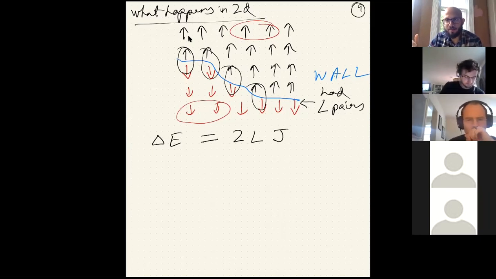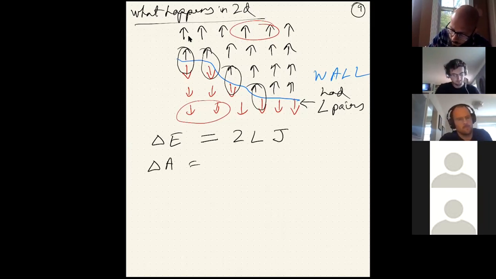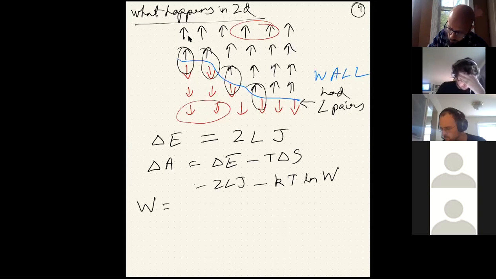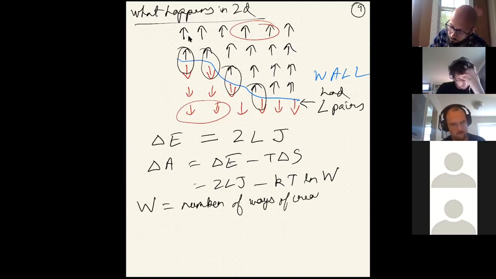So you can already see that the energy cost has something that is going to step in and create a competition. What is more interesting here is that again we are going to write down delta A is equal to delta E minus T delta S, which is equal to 2LJ minus KT ln W. So what we need to find now is W, the number of ways of creating the wall. This is interesting, go ahead.